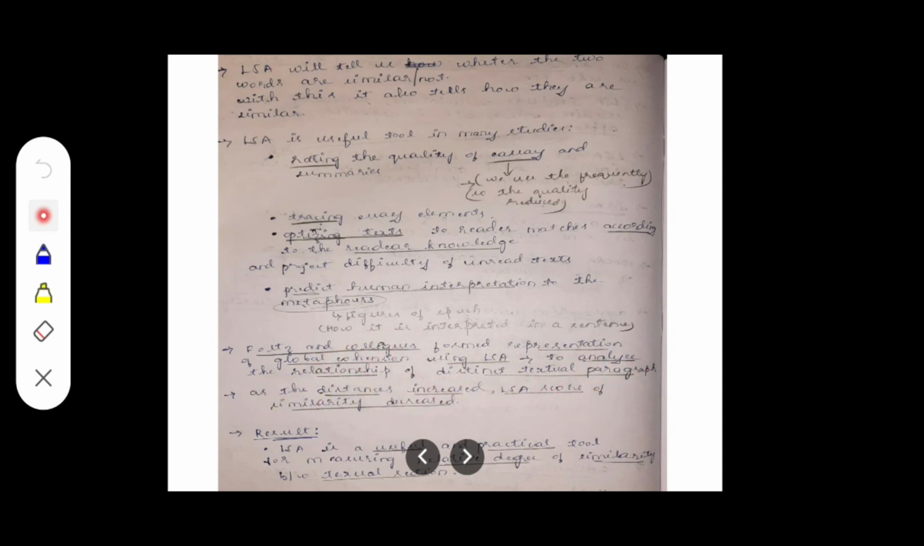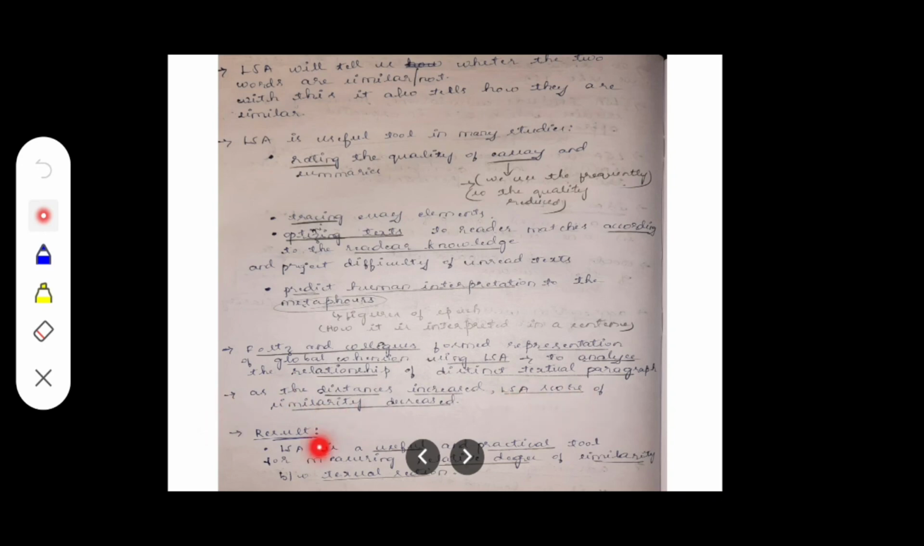As the distance increased, the LSA similarity score decreased, because we have distinct textual paragraphs. A distinct textual paragraph means the words that appear are distinct. So as the distance increased, as the number of sentences and paragraphs increased, since they are distinct, the LSA similarity scores decreased. LSA calculates the similar words and their degree, right? So if there is no similarity, obviously the LSA score will decrease.